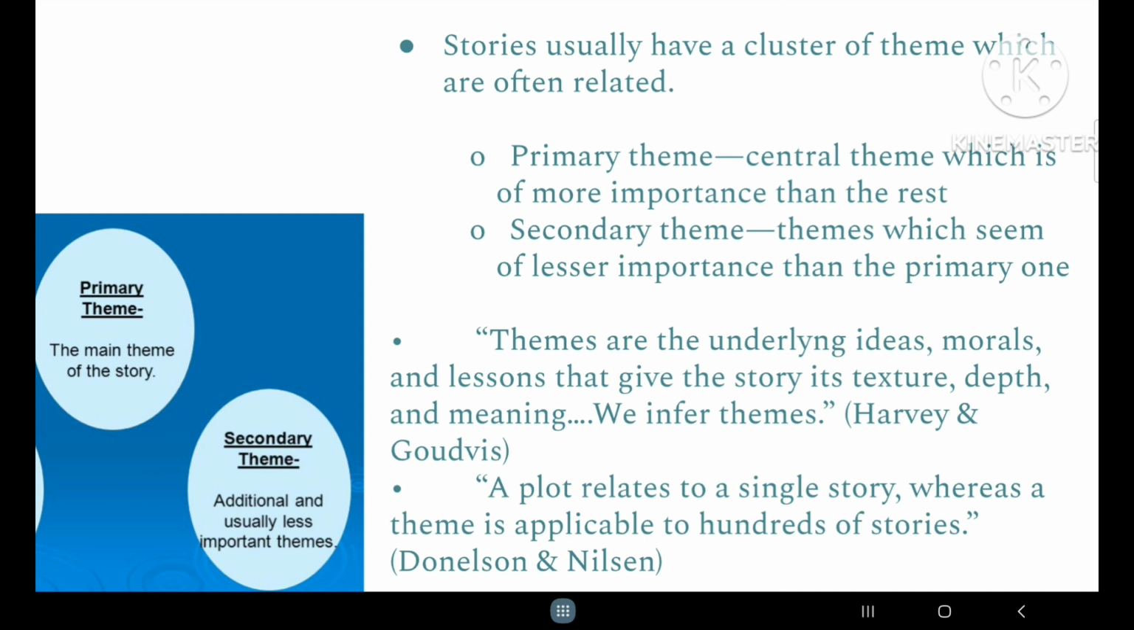Primary theme is the central theme which is of more importance than the rest, whereas secondary themes are the themes which seem of less importance than the primary one. Themes are the underlying ideas, morals, and lessons that give the story its texture, depth, and meaning. The plot relates to a single story, whereas theme is applicable to hundreds of stories.